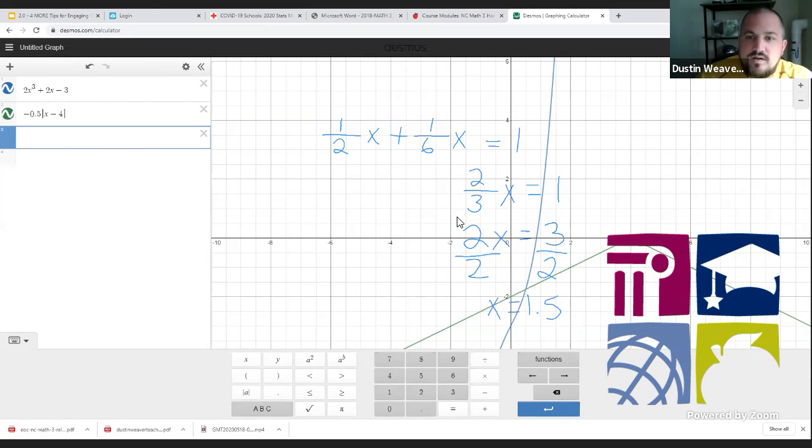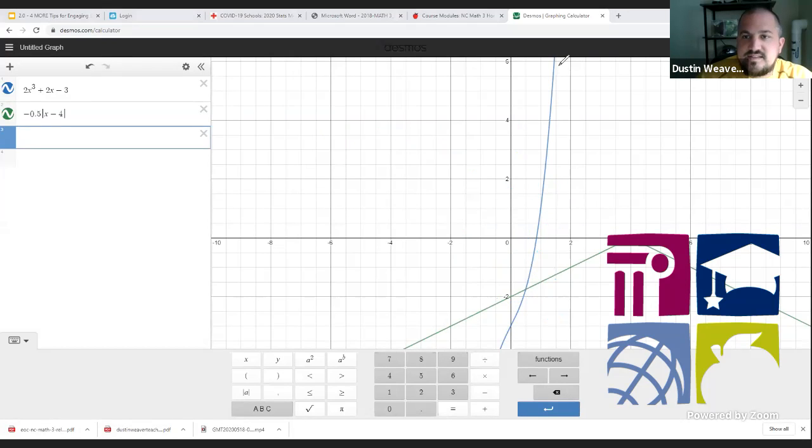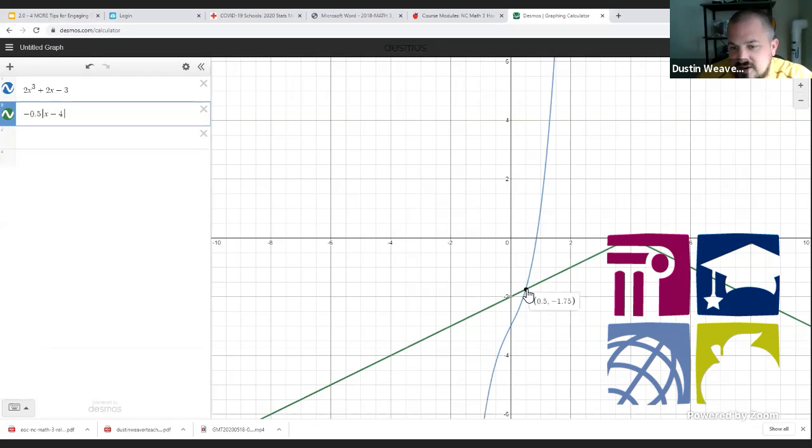Okay, so here are our 2 equations. I'm going to clear off my drawings from the last one so you can see this. So here are the 2 equations, and you can see clearly where they intersect right there. The 2 equations intersect at 0.5 and negative 1.75. So the 0.5 is the x value, and the negative 1.75 would be your y value.